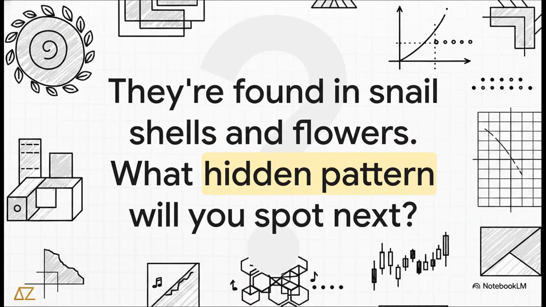So there you have it. From simple adding and subtracting all the way to quadratic curves. These patterns are like the hidden language of the universe, and they pop up everywhere, in snail shells, in the stock market, in art. So the real question is, now that you know how to look for them, what hidden pattern are you going to spot next?